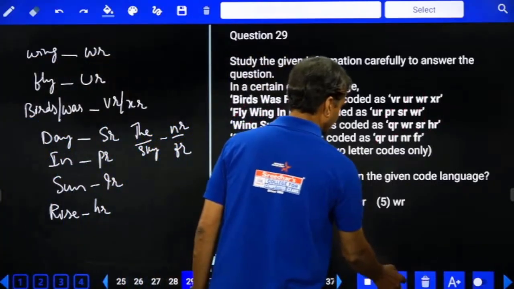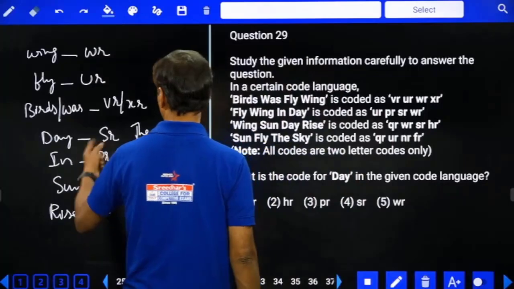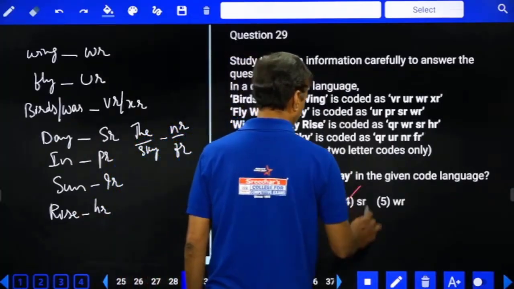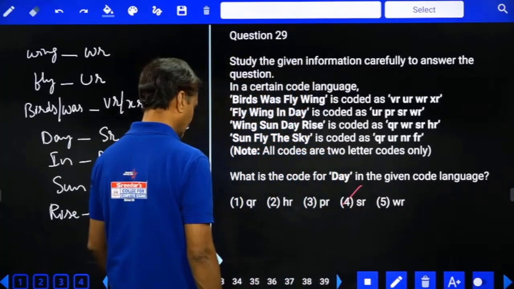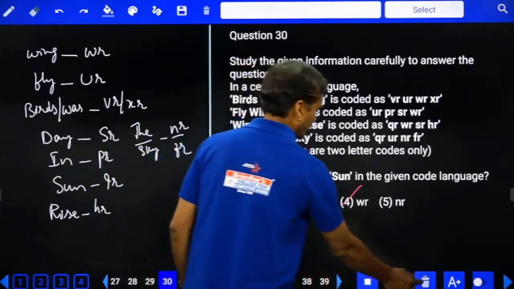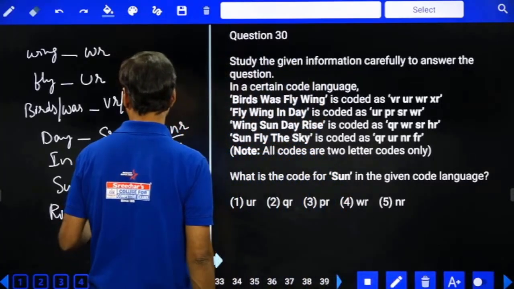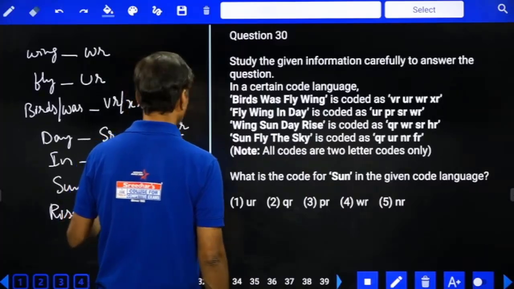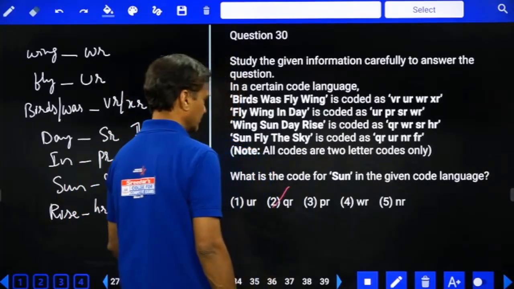Then let us start working. And what is the code for day? SR, choice 4. Then question number 29, choice 4. Then 30. What is the code for sun? The code for sun is QR. QR, that is choice 2, question number 30.